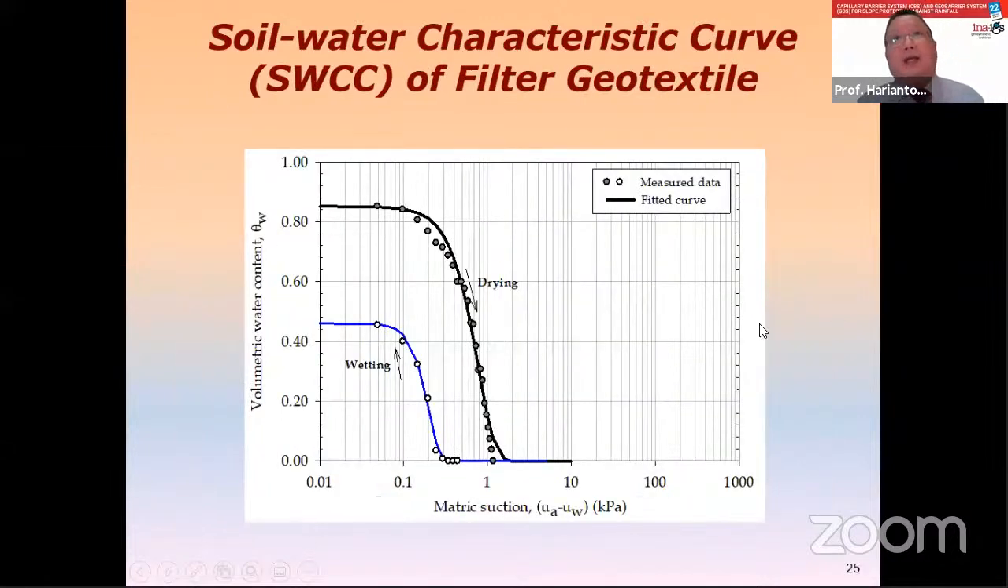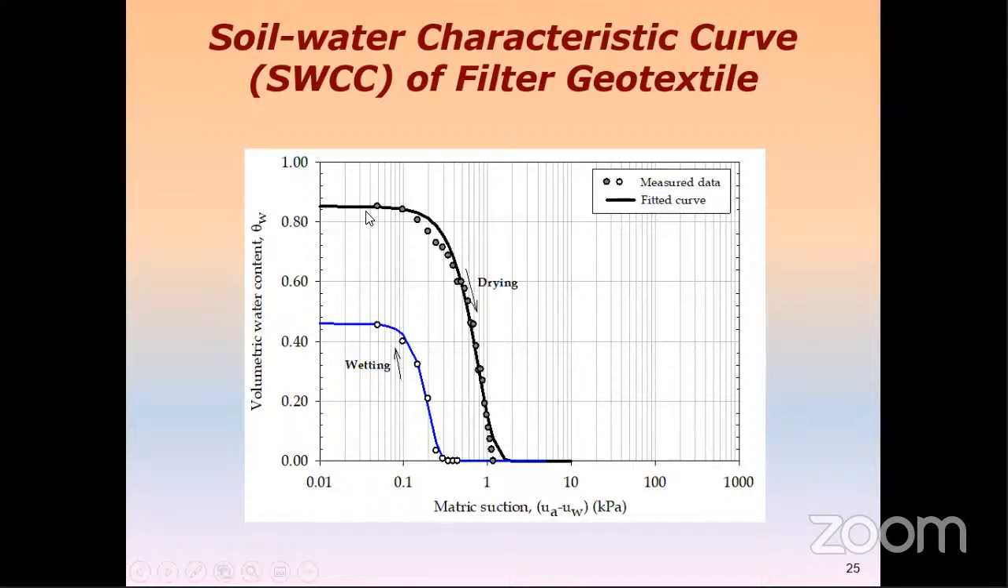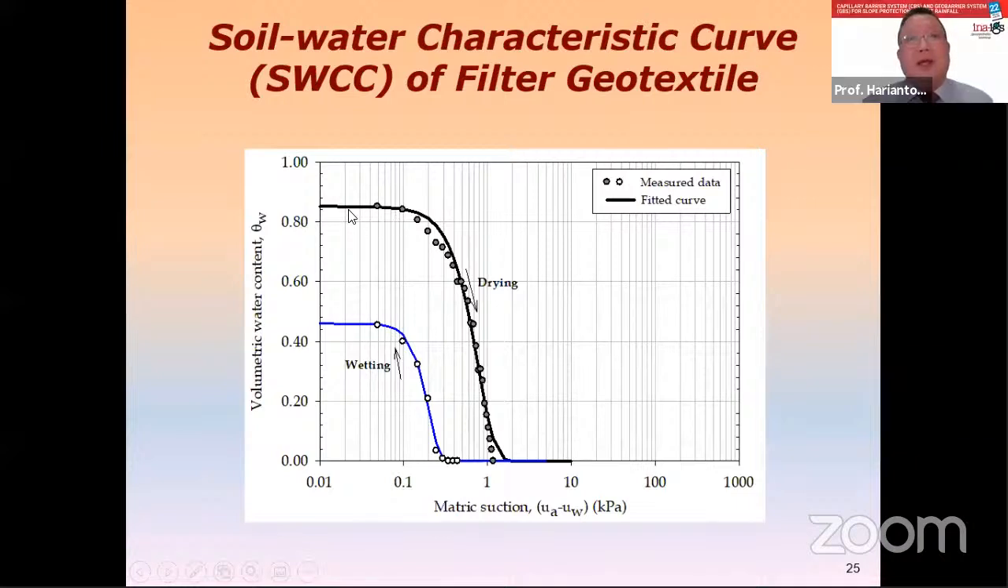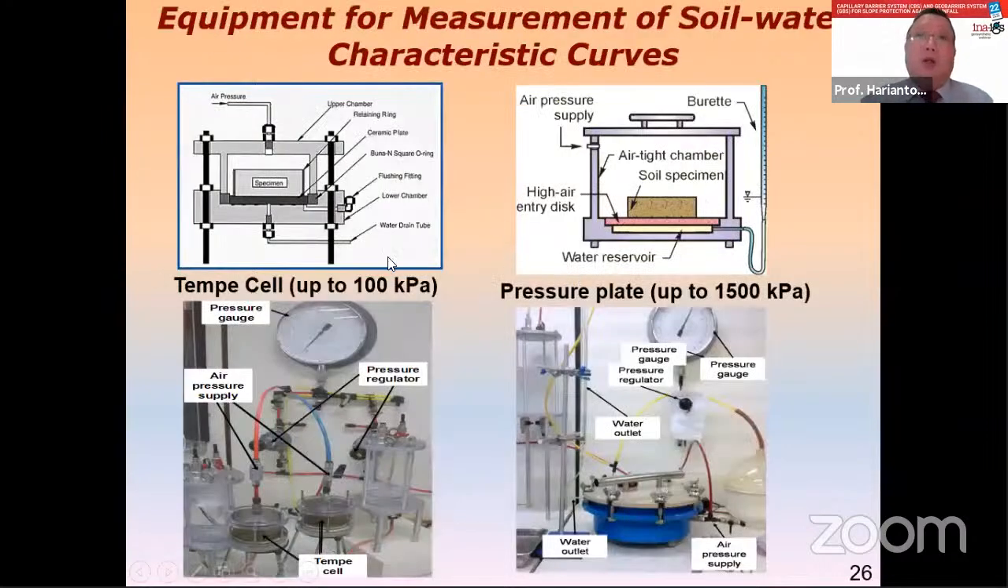Even if you take filter geotextile, this medium also exhibits a soil water characteristic curve. For the drying and the wetting, they are not the same because this exhibits what we call hysteresis. So the drying and wetting, we can measure this also in the laboratory. So these are all those devices that are available for the measurement of the soil water characteristic curve.